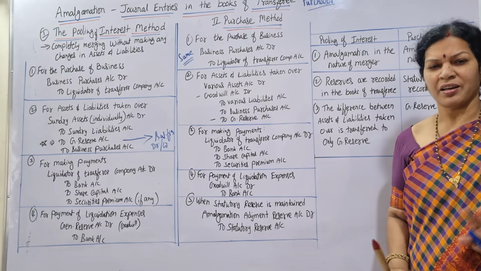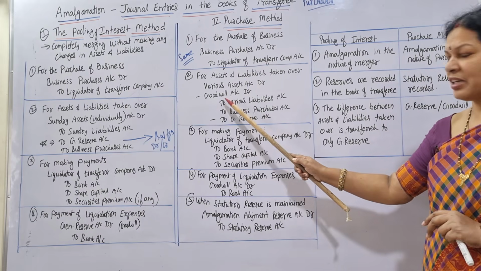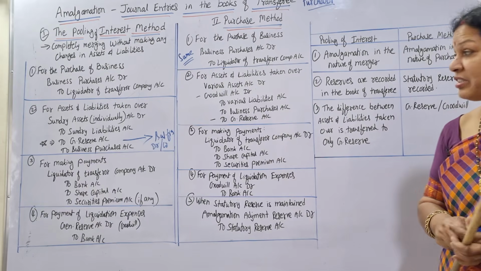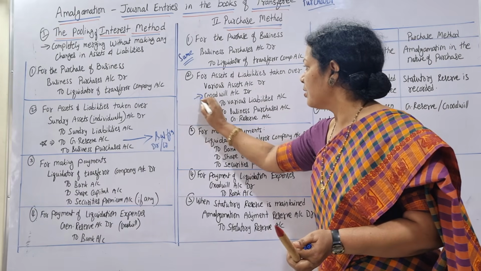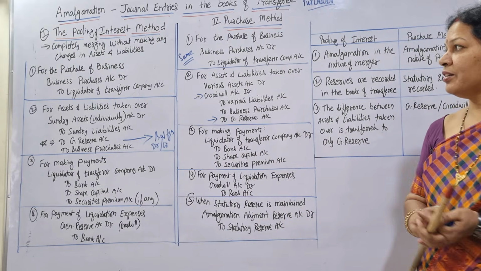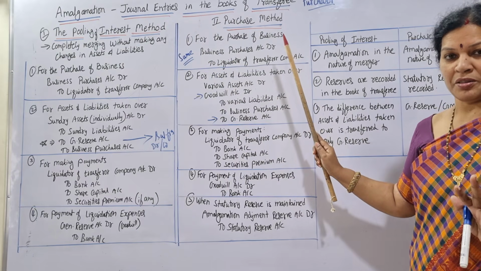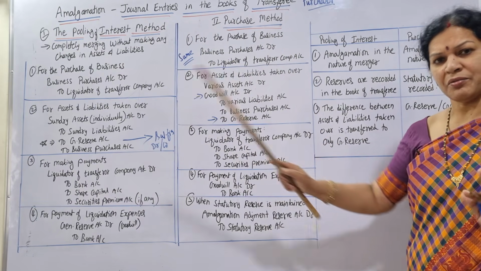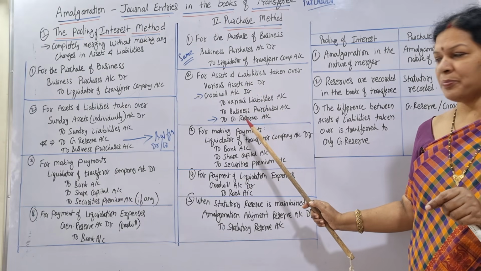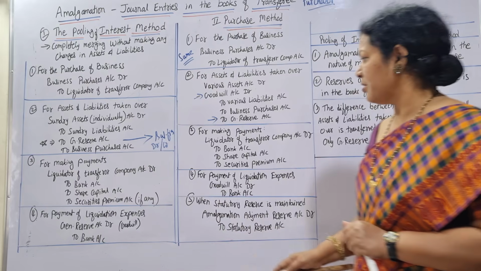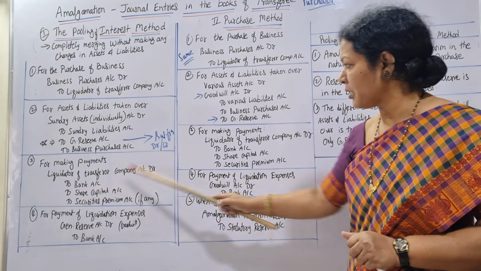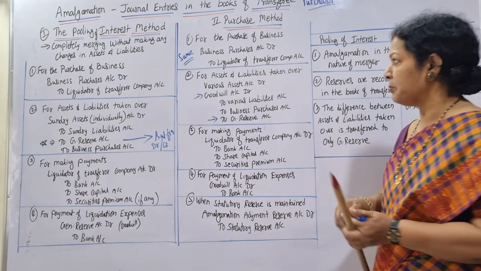Now here, if the difference comes on the debit side, goodwill. If the difference comes on the credit side, then general reserve. Please remember this point. This is the difference between the pooling of interest method and the purchase method. There we say general reserve only. Here debit side means goodwill, credit side means general reserve. Now coming to third one, for making payment. Same entry. Liquidator of transferor company account at R to whatever you are making payment, however you are making payment, same entry.